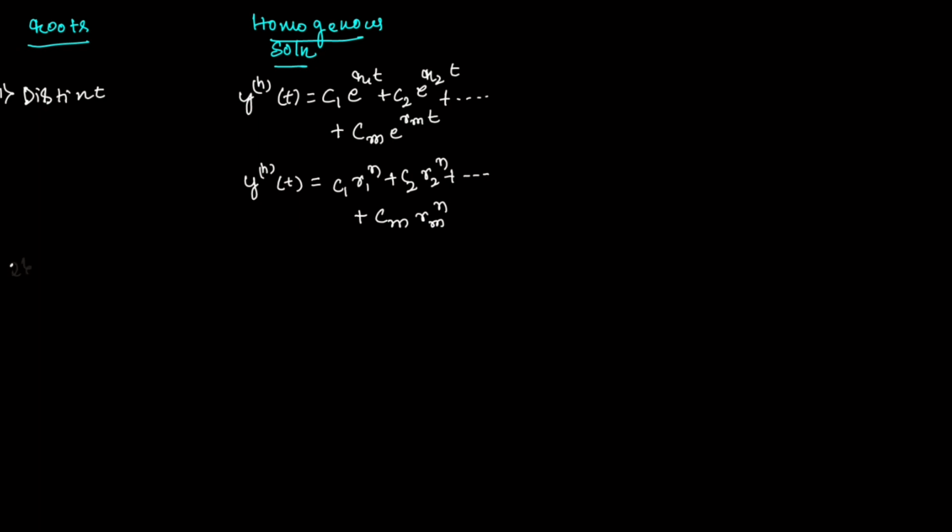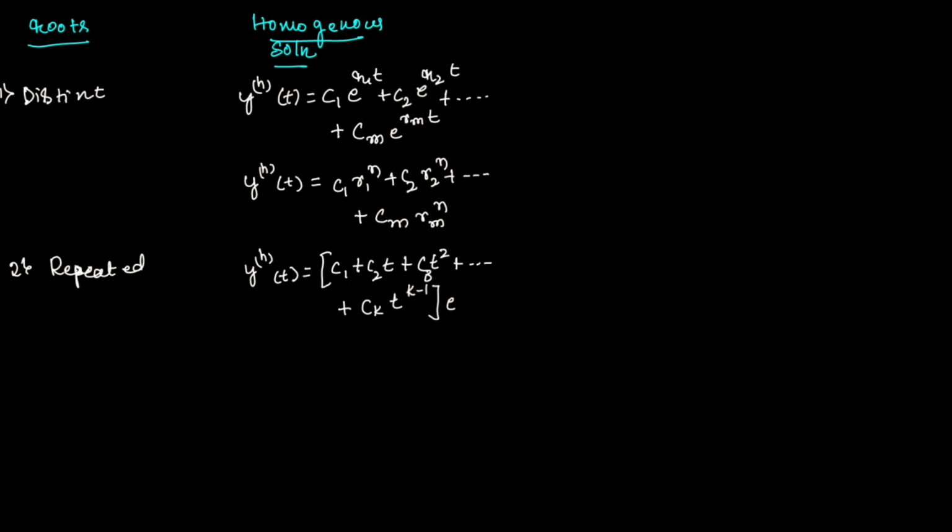Now if the roots are repeated, in that case we can write the homogeneous solution as yh(t) equal to (c1 + c2 t + c3 t^2 + and so on up to ck t^(k-1)) e^(rt) + c(k+1) e^(r(k+1) t) + and so on up to cm e^(rm t).